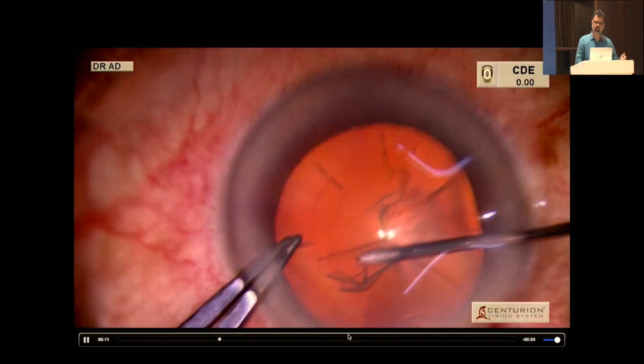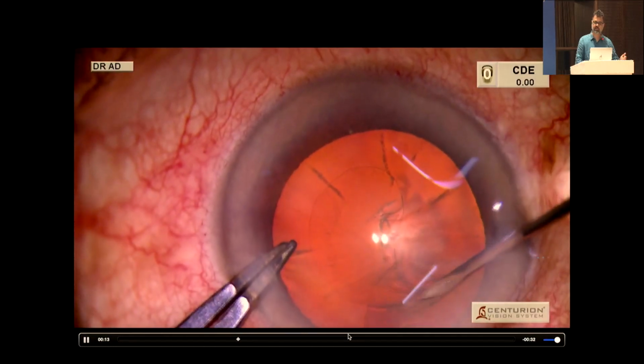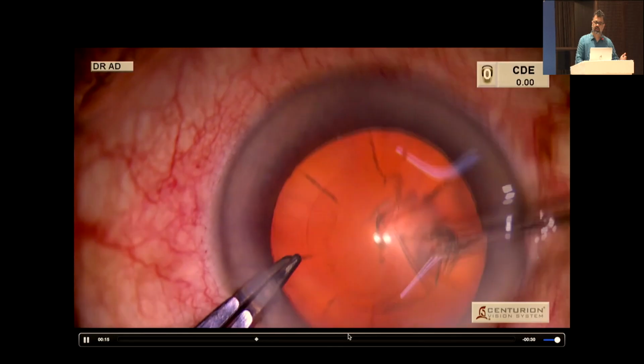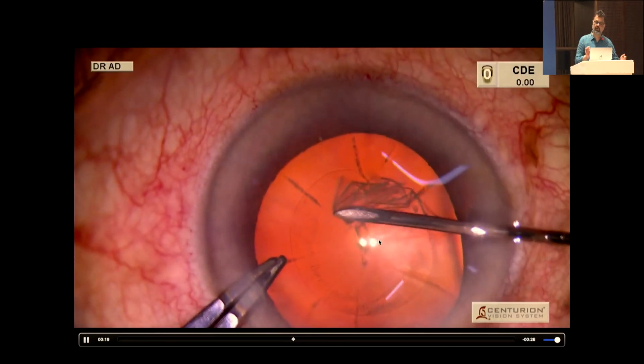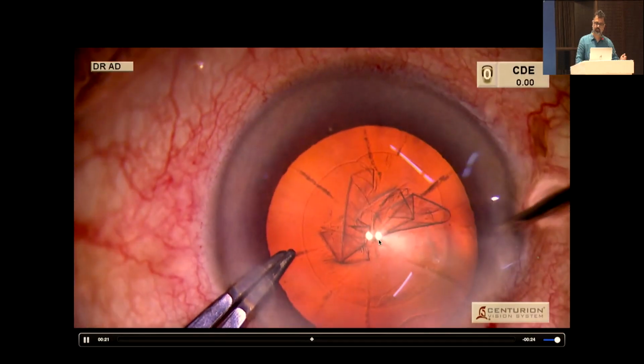So this is how you would do the centration of the rhexis without the markers, taking the central reflex as the center point of your circle and doing the rhexis out there.